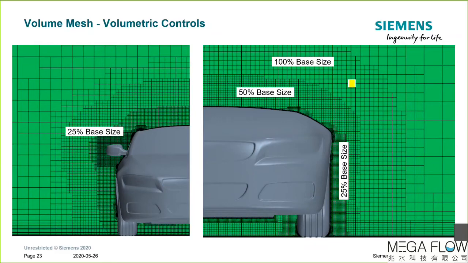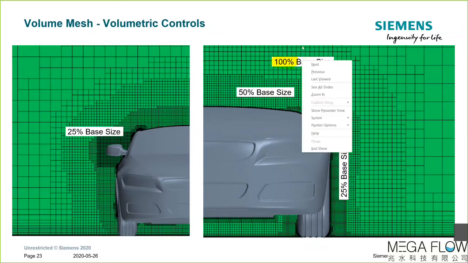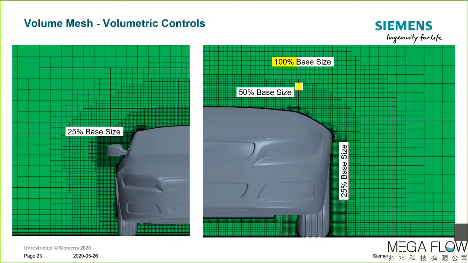Let's go back to the mesh settings here. As you can see, 100% of the base size. With the trim cell mesher, we always have the volume change 1 to 8. So that's why we always have to double the mesh size or multiply it by 0.5. So for 100%, we have 50%, 25%, 12.5%, and so on. That's important.